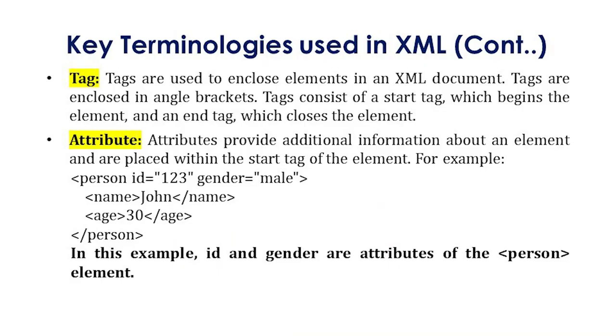Another terminology which is popularly known by our learners is tag. Tags are used to enclose elements in an XML document. Another term is attribute. Attributes provide additional information about an element and are placed within the start tag of the element. For example, person is a tag and the attributes mentioned there are ID and gender. So ID and gender in this example are the attributes of the person element.